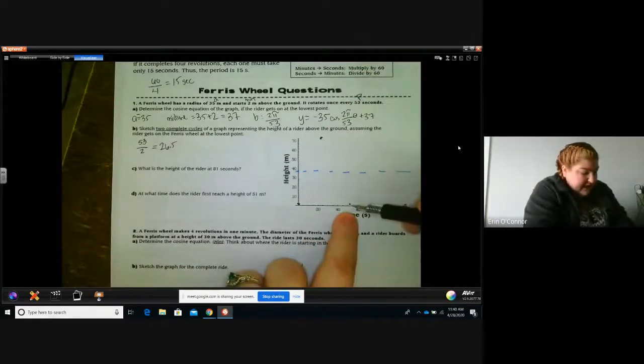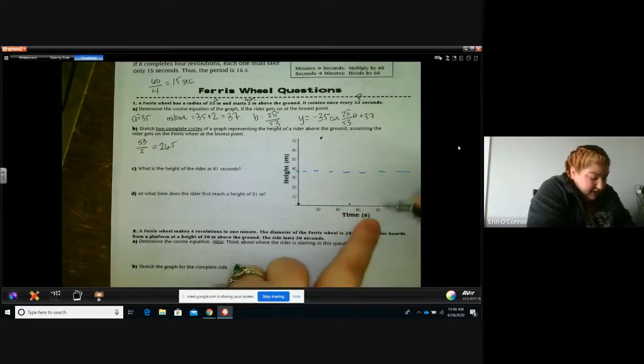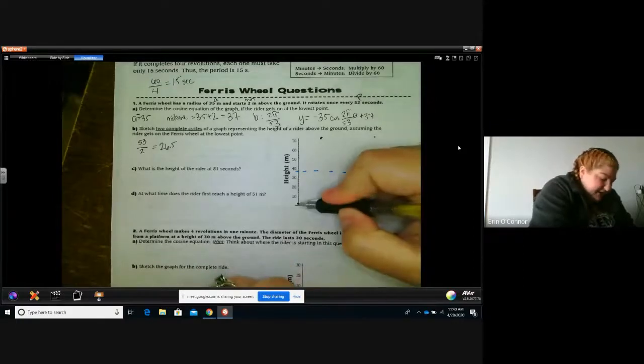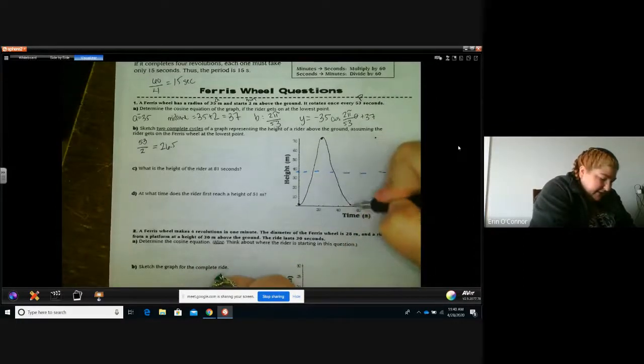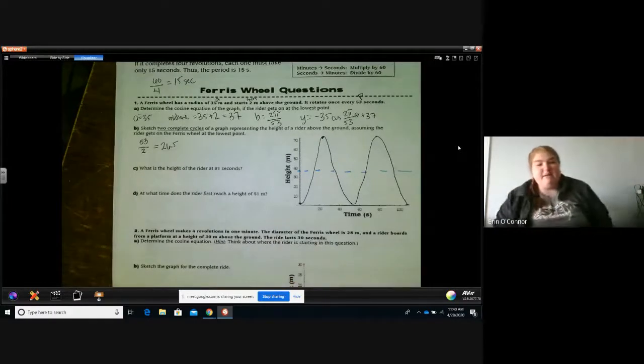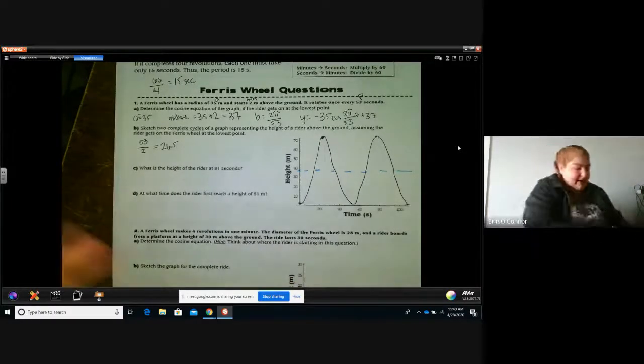53 plus 26.5 is 79.5. So at almost 80, I get there again. And this is a sketch. It doesn't have to be perfect because as you can see, I'm not the best at drawing these. And there you go. So what is the height of the rider at 81 seconds?